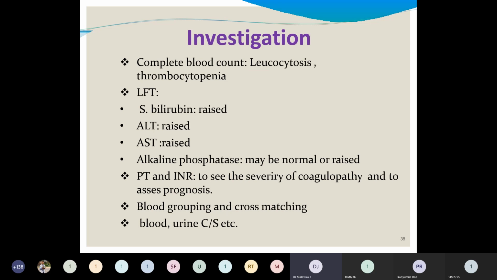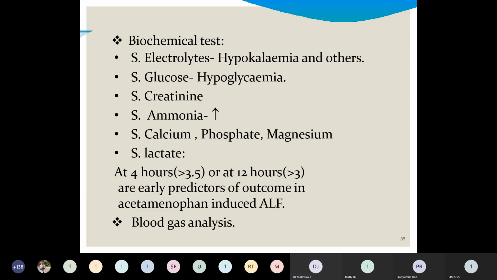And coagulopathies like PT and INR levels vary according to the condition of the child. So this is an important investigation that should be done to assess the severity of coagulopathy. Blood grouping and cross matching, and blood and urine culture should be sent. So what are the biochemical tests? Serum electrolytes, where the child will present with hypokalemia and hyponatremia features.